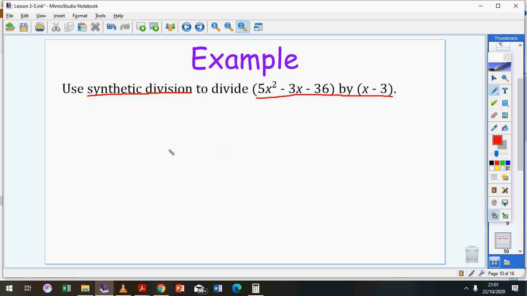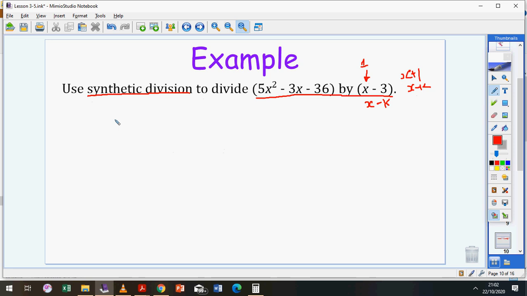In order for synthetic division to work, the coefficient of the divisor has to be 1. And this divisor has to be of the form x minus k. So being of the form x minus k means that if it is x minus 3, then the k value is positive 3. But if it was x plus 1, for example, and I compare that with x minus k, then the k value would be negative 1. I'm going to explain what that means in a second.